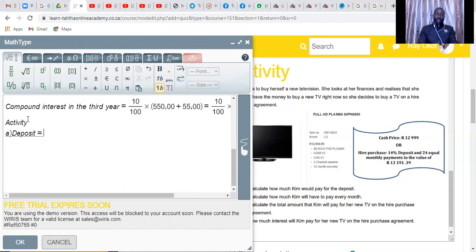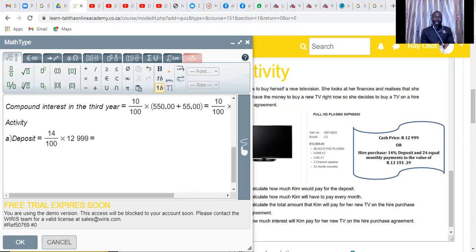The deposit is 14%. Out of 100 of what? The cash price, which is 12,999. Okay. How much is that when calculated? Well, let's check. So this is going to be 12,999 times 14%.